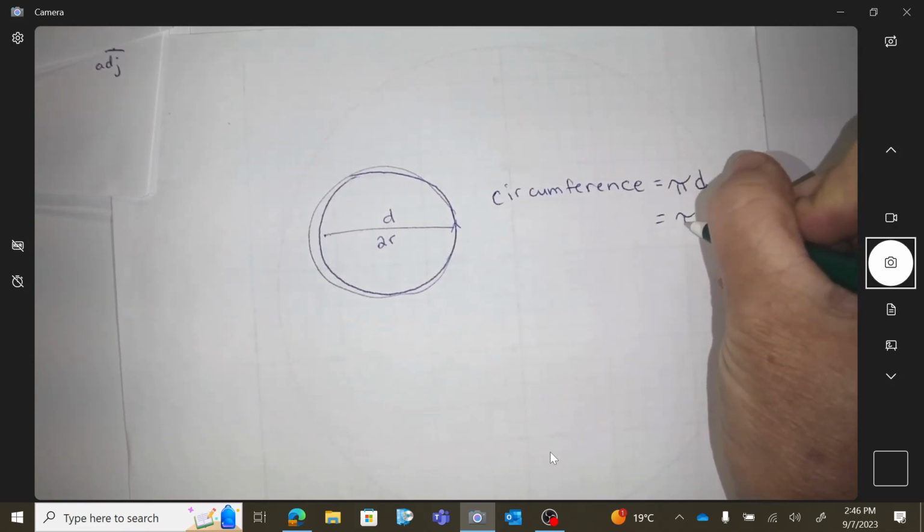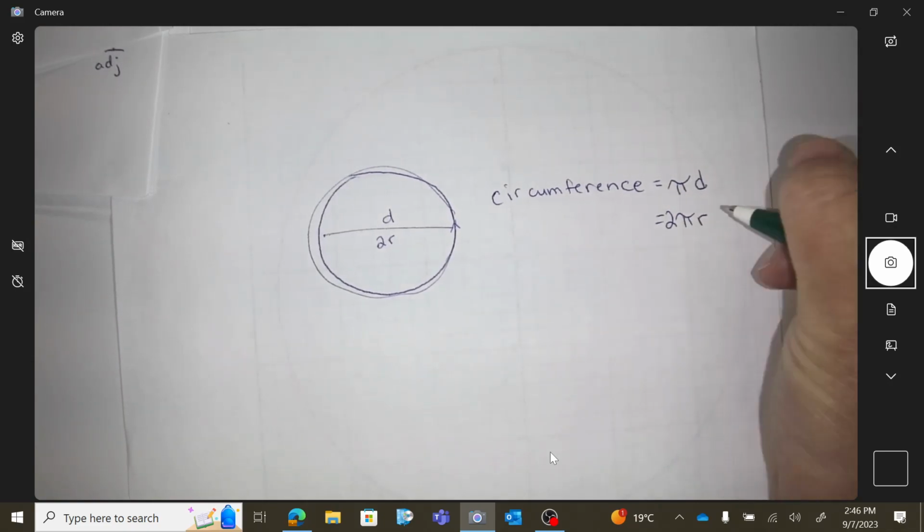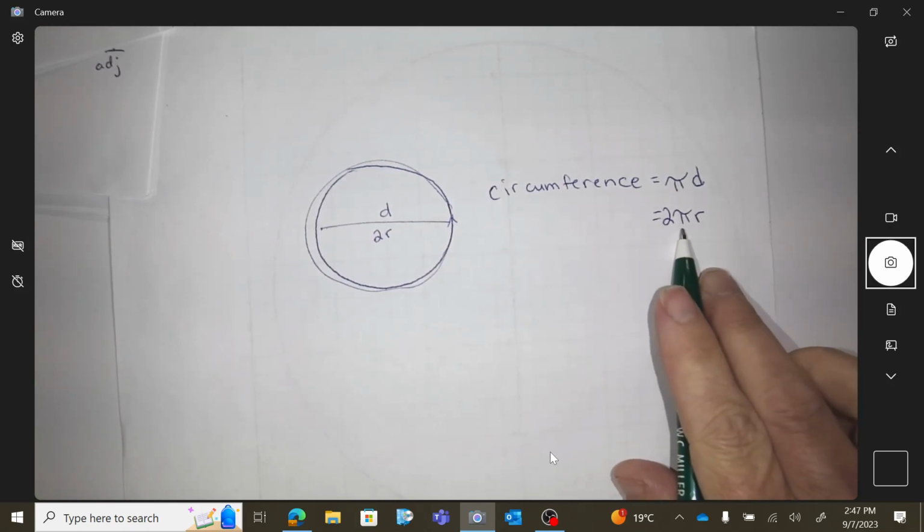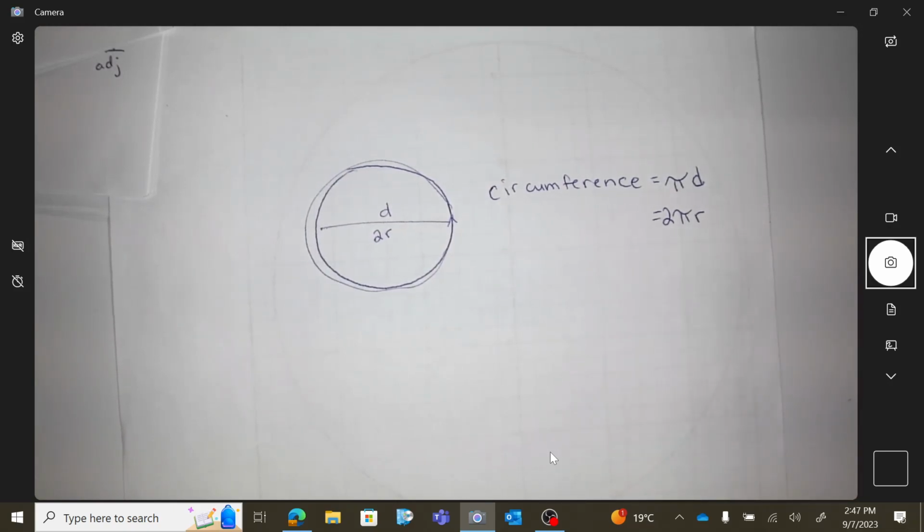So, should we write this? No. Why does that change anything? Because it rolls off your tongue better. 2 pi r. Okay, yeah, that's true. If I did pi 2r, it doesn't roll off your tongue. 2 pi r. Okay, so 2 pi r is the circumference of a circle.